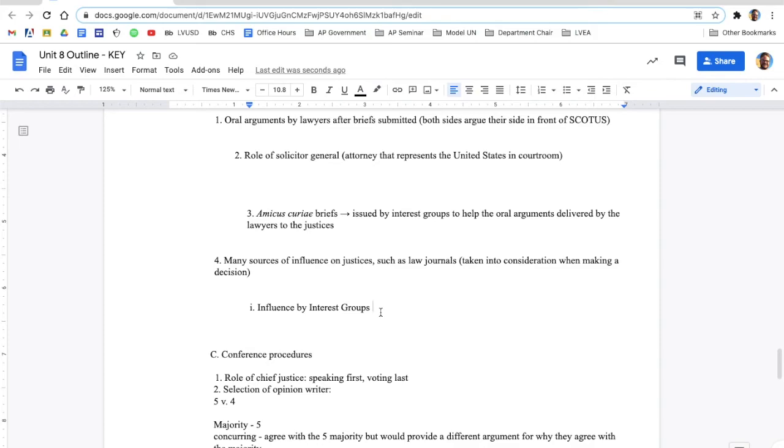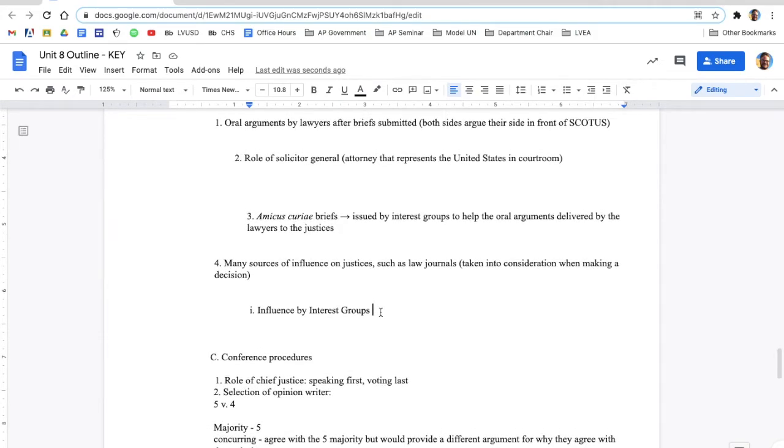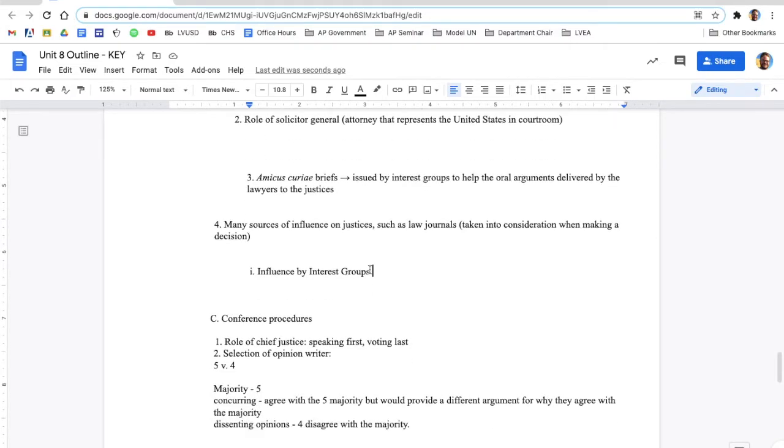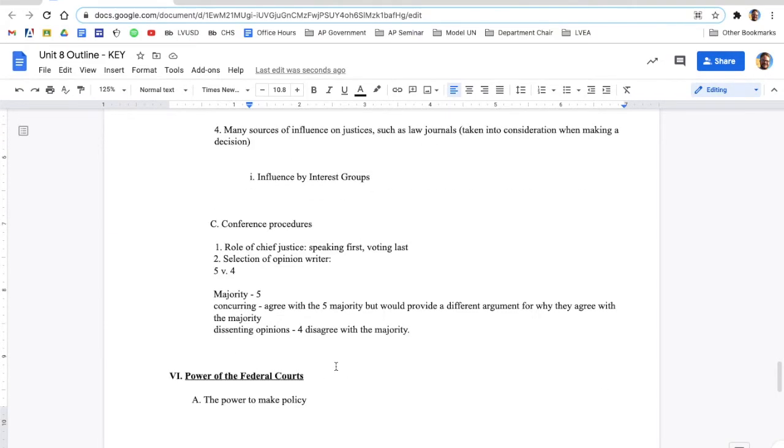So the procedural part here. First, the case is accepted. Rule of 4, we're going to hear the case. Excellent. Grant a writ of cert, and it goes on the agenda. Oral arguments are heard. And then at that point, there will be specific questions from the justices. You'll have the Chief Justice speak first. Everyone gets a chance to speak. Everyone will vote. The Chief Justice will vote last. And then you have the opinions written.